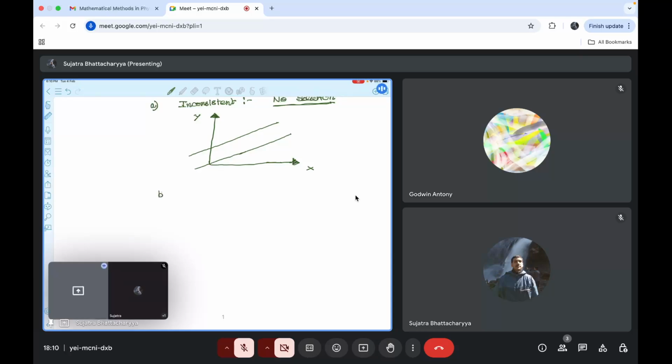What about the second category? The second category is that you have a unique solution, a single solution.